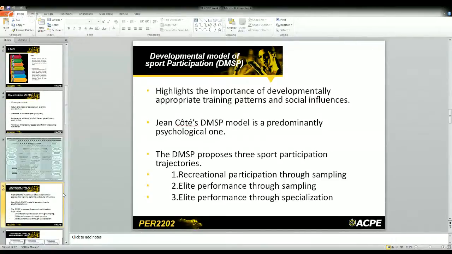Whereas there's also elite performance through specialisation. And this is very early on, when they are directed through. Now, some sports such as gymnastics particularly, it is early specialisation.